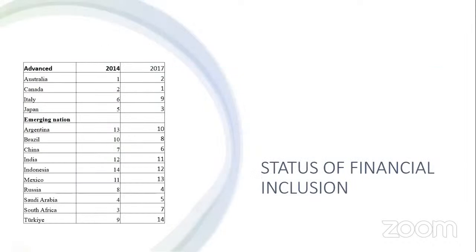Now this is the status of financial inclusion among the G20 nations. A few countries are left out because of unavailability of data. When we look at the 2014 data, Australia is at number 1, followed by Canada, then South Africa, Saudi Arabia, then Italy and Japan. When we look at India's data, we find that India ranks 12th in 2014 and 11th in 2017. That means we are developing towards inclusion.